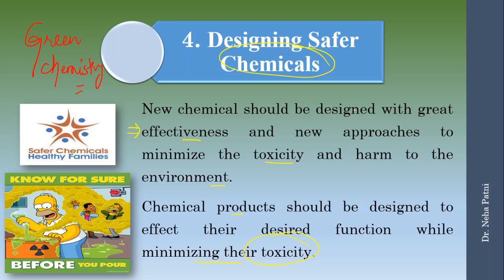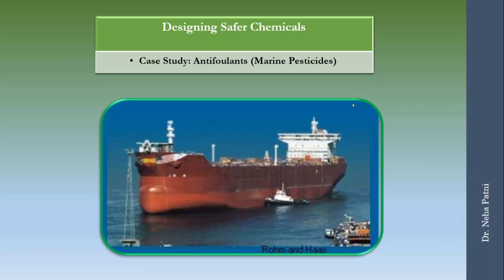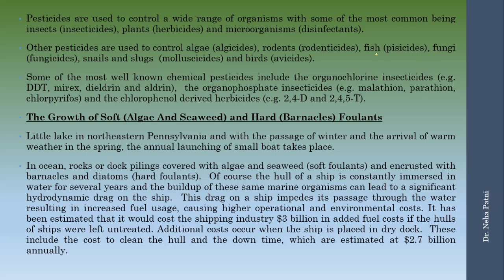Let us simply take one or two case studies to understand this fact. The first case could be of antifoulants, which are marine pesticides that are coated on the ship. Pesticides, we know, are used to control organisms, and they may be used to control algae, rodents, fish, birds, etc. Well-known chemical pesticides include DDT, and I hope you remember that DDT was the very first pesticide due to which green chemistry came into existence, because those pesticides go into the food chain and then create problems in our health.